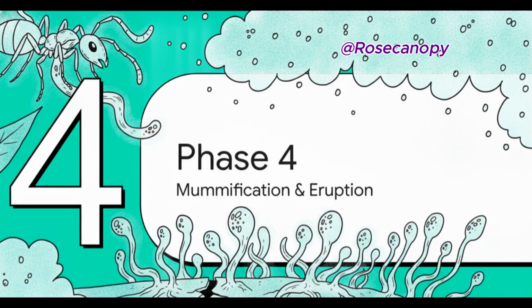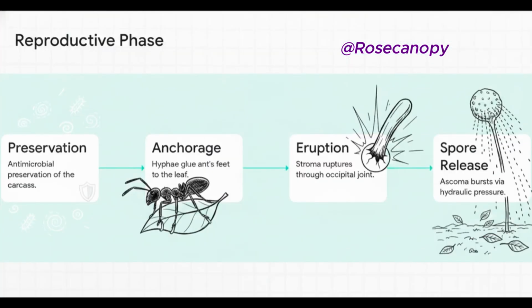Phase 4, mummification and eruption. The motor phase is officially over. The ant dies within hours as the fungus consumes its remaining organs, kicking off this mechanical, step-by-step mummification process. And this brilliantly illustrates the fungus's control. Step 1, it secretes potent antimicrobial and antibiotic compounds to preserve the carcass and fight off opportunistic bacteria. Step 2, after a couple of days, fungal hyphae grow right out through the ant's feet, effectively gluing the body to the leaf so it won't fall.